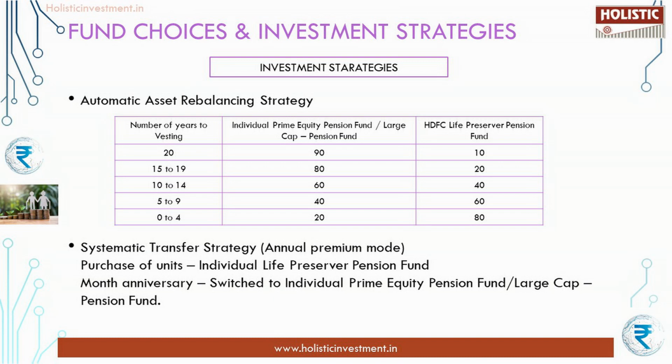Next, systematic transfer strategy. It works on the principle of rupee cost averaging method to safeguard your wealth against market volatility. The premium received net of premium allocation charge shall be allocated first to the individual life preserver pension fund to purchase units. Immediately thereafter, on each subsequent monthly anniversary, it shall be switched to individual prime equity pension fund or large cap pension fund. This strategy is available only in policies with annual premium payment mode.